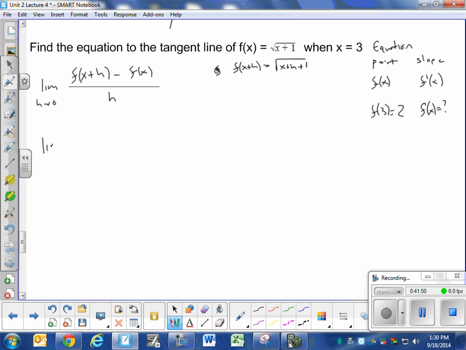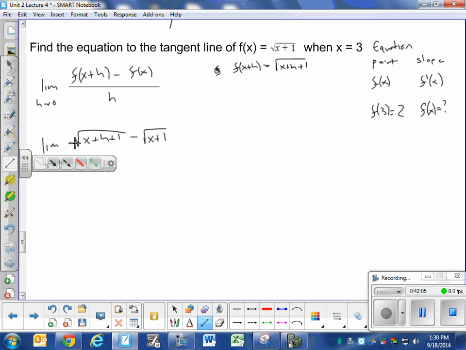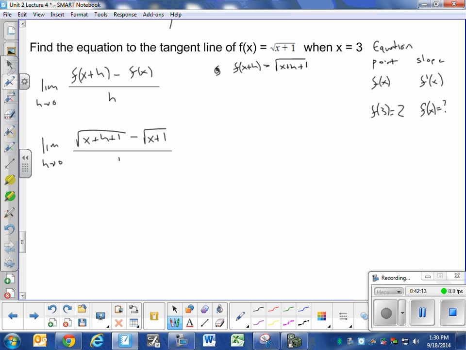I have now the limit as h approaches 0 of the square root of x plus h plus 1 minus f of x, which is the square root of x plus 1, all divided by h. Now, I tried to plug in 0. That's my first attempt. I get root x plus 1 minus root x plus 1 over 0. I fail. I get an undefined value.